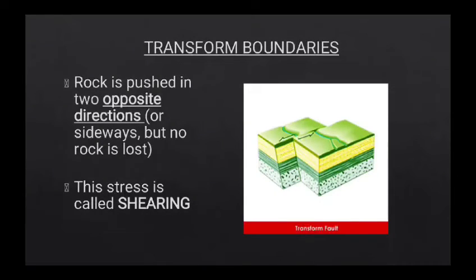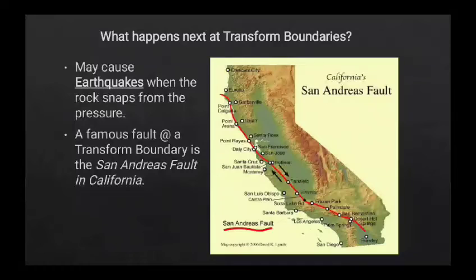What happens next at transform boundaries? First, it may cause earthquakes when the rock snaps from the pressure. Second, a famous fault at a transform boundary is the San Andreas Fault in California. So, ano daw yung mangyayari pagkatapos ng transform boundaries? So, it may cause, syempre, earthquakes talaga. So, one of the famous faults na matatagpuan is sa San Andreas Fault, which is located in California.